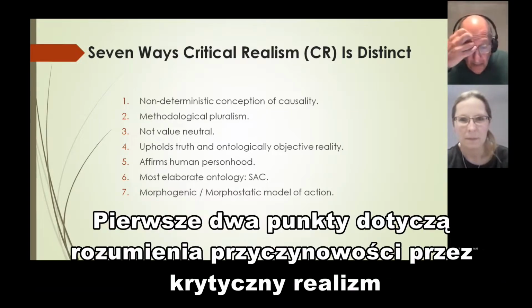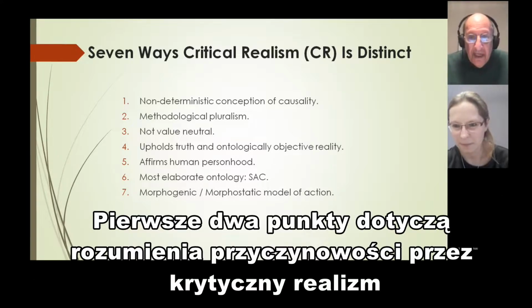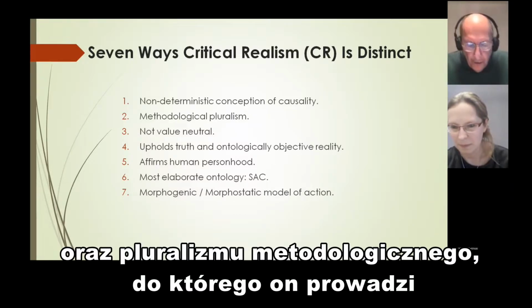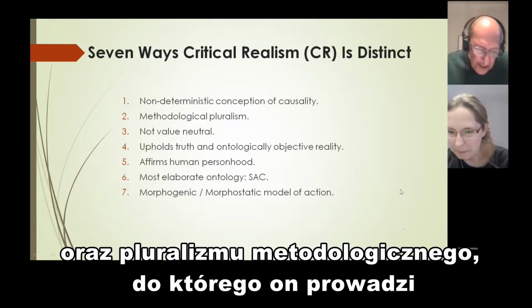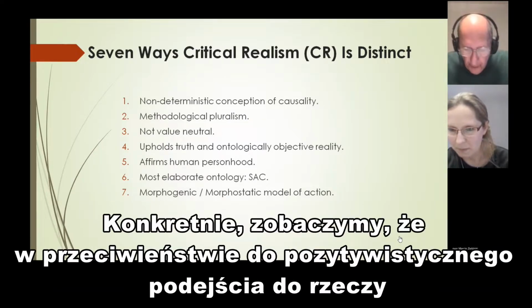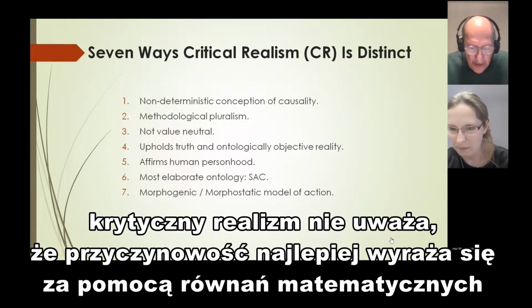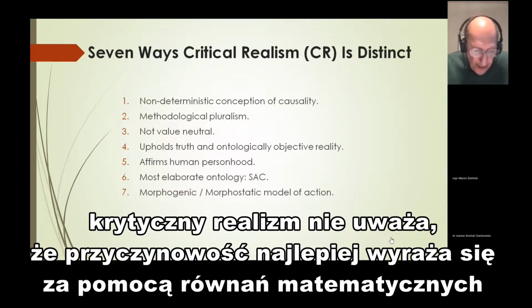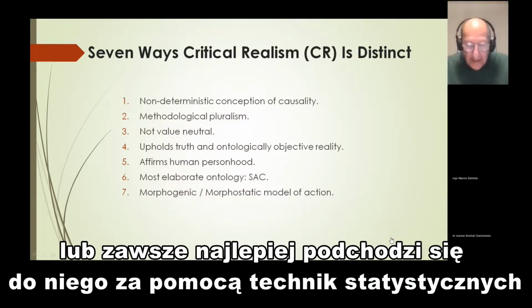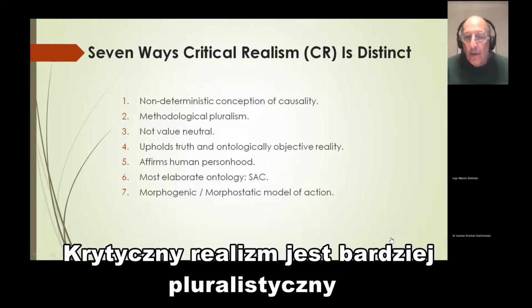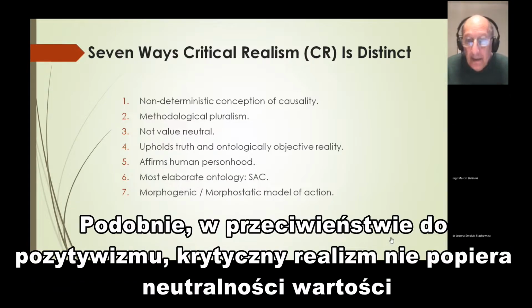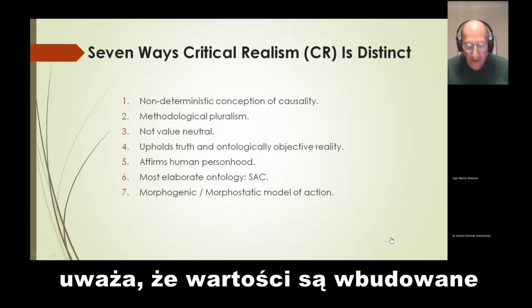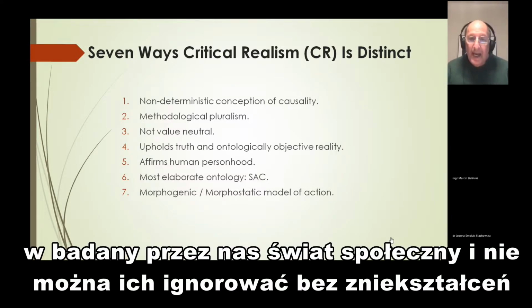The first 2 points cover critical realism, or CR's, understanding of causality and the methodological pluralism to which it leads. Specifically, we'll see that as opposed to the positivist approach to things, CR does not think causality is best expressed by mathematical equations or always best approached by statistical techniques. CR is more plural than that. Similarly, in opposition to positivism, CR does not endorse value neutrality. CR thinks that values are built into the social world we study and cannot be ignored without distortion.